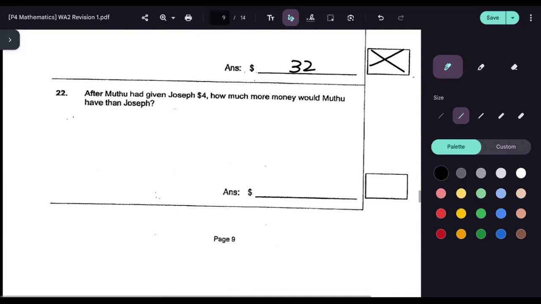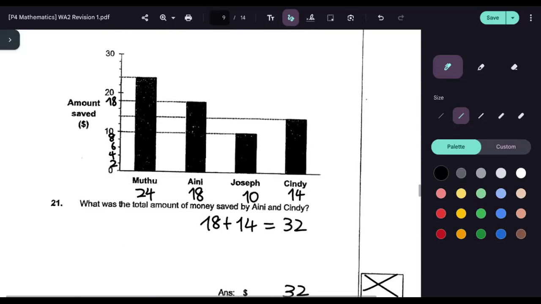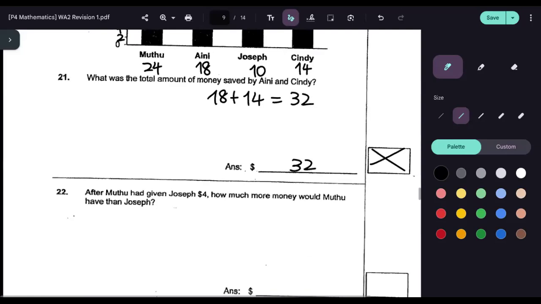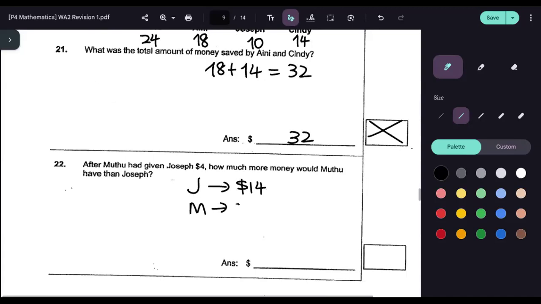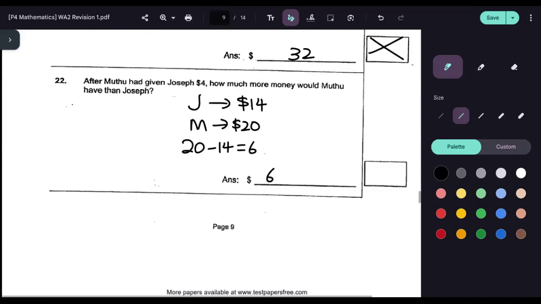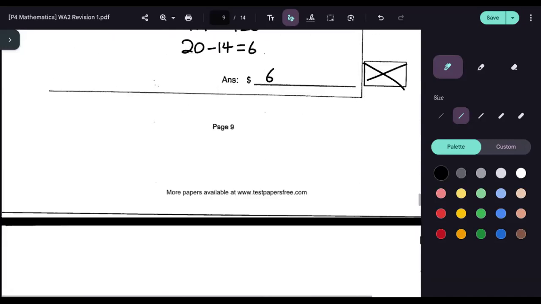Next question. After Moto had given Joseph $4, how much more money would Moto have than Joseph? So after Moto had given Joseph $4, which means Joseph will now have $14. Moto will have 20. So it'll be 20 minus 14, which is $6. Okay, this is quite simple.